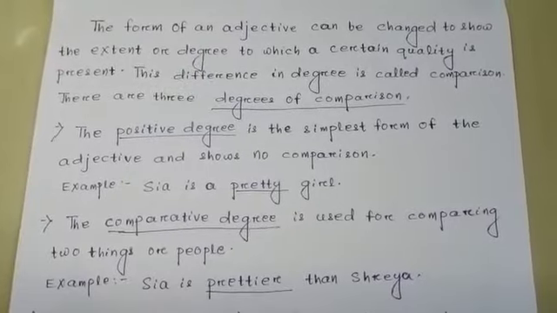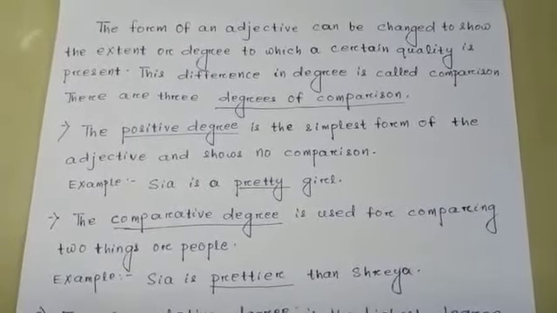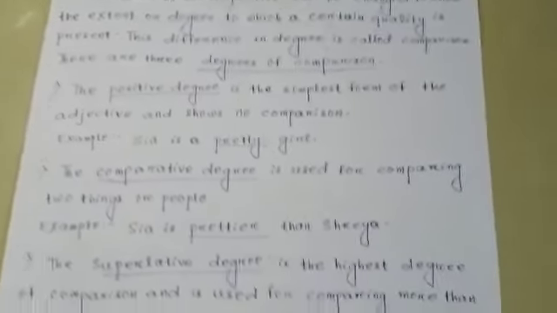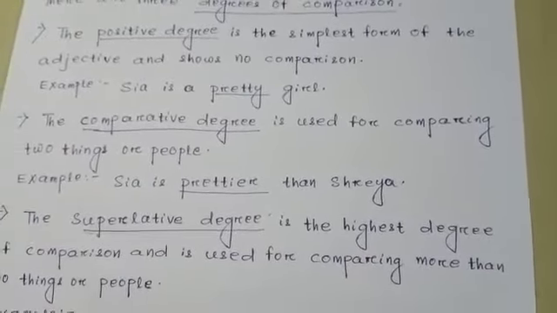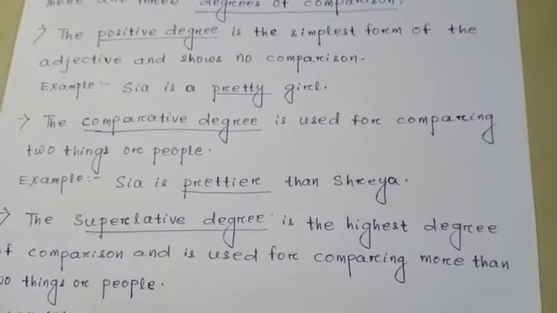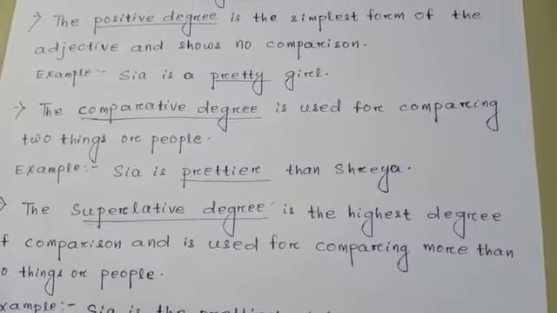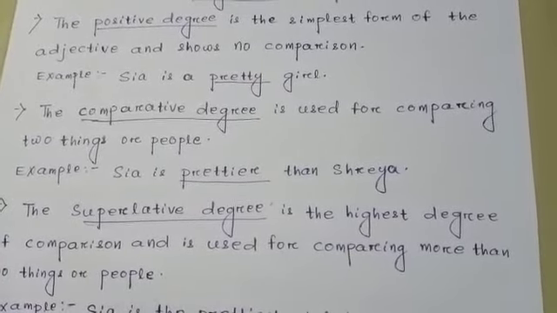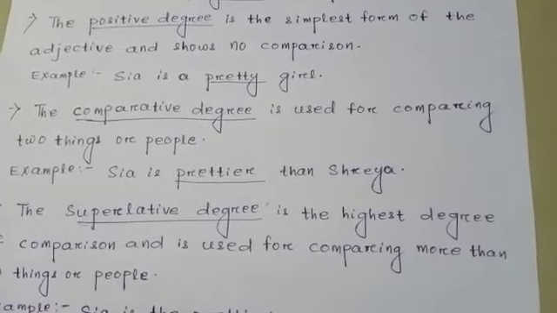The first one is the positive degree, the second one is the comparative degree, and the third one is the superlative degree. So let us know about it in detail. The positive degree is the simplest form of adjective and shows no comparison. It is the first form of the degree. Here, no comparison is being done.